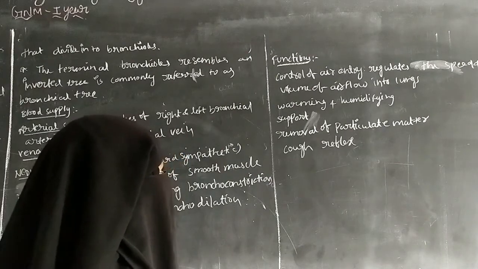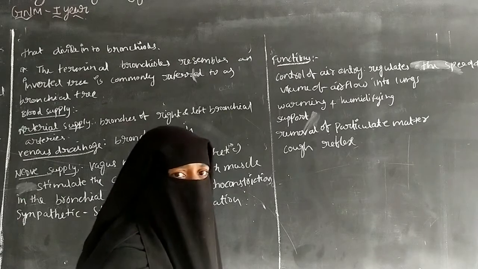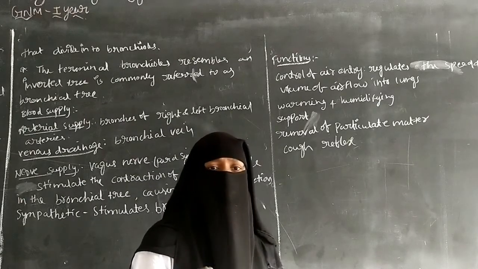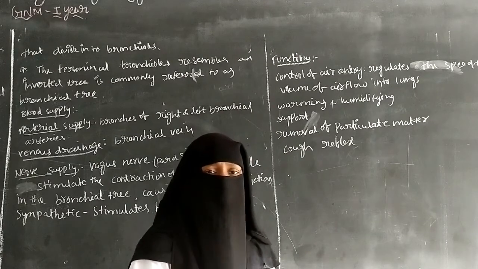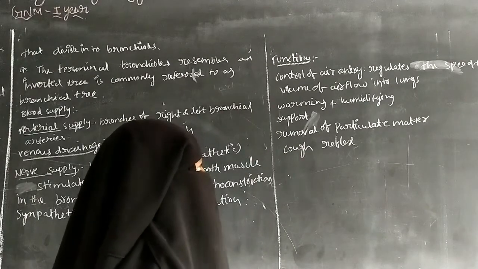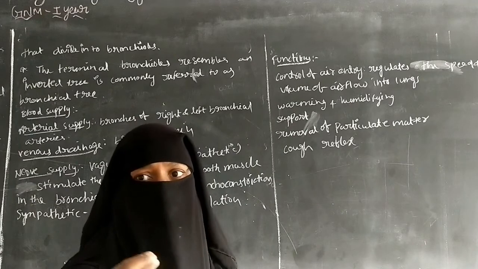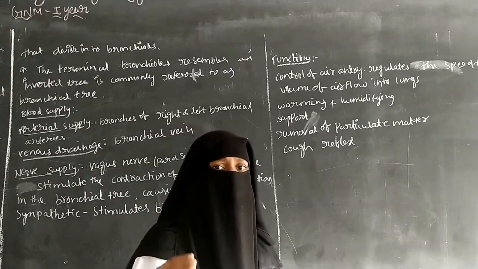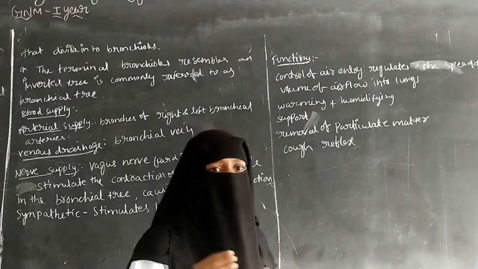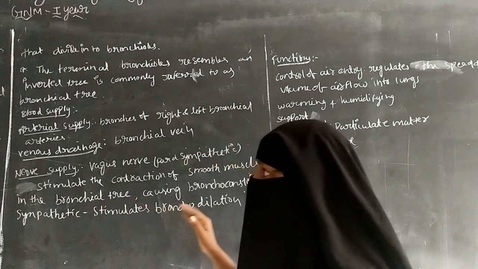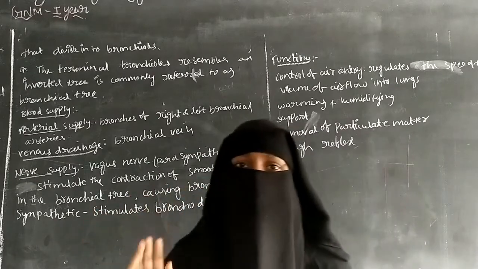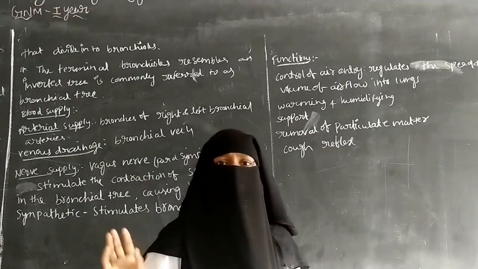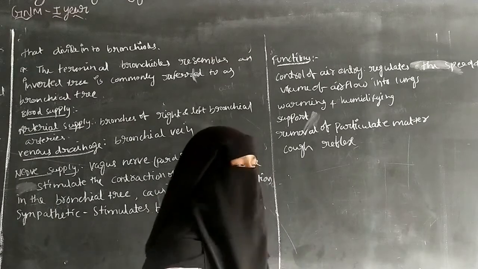And next one is warming and humidifying. After air enters into the lungs, it becomes moist and humidified. While inhaling, the air becomes warm, and after entering into the lungs it becomes moist and humidified. This warming and humidifying is done by the bronchi and the bronchioles.